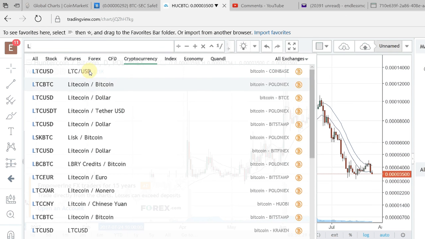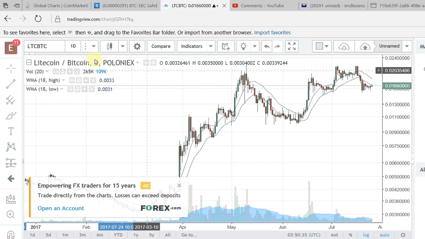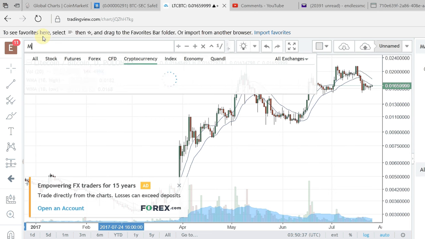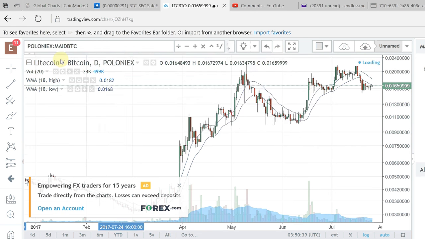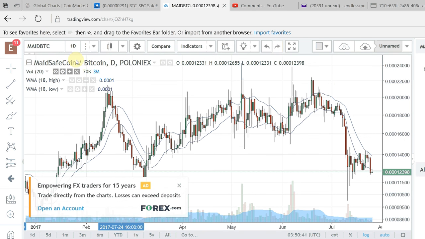Litecoin, it didn't seem like it was doing much today. I haven't looked at its chart today, but I do look at its percentage move, and it didn't seem like it was doing all that much. Yeah. Maidsafe, anything going on there? Yikes, doesn't look good. This doesn't look good. Doesn't look good.